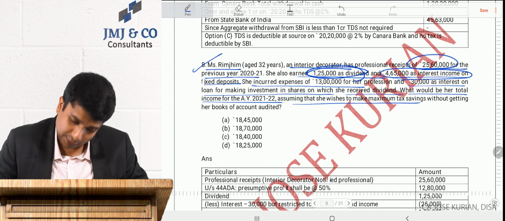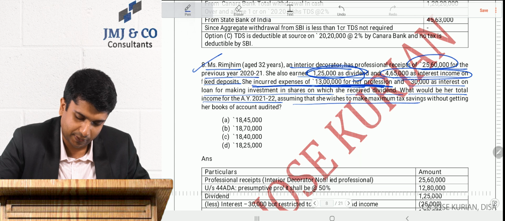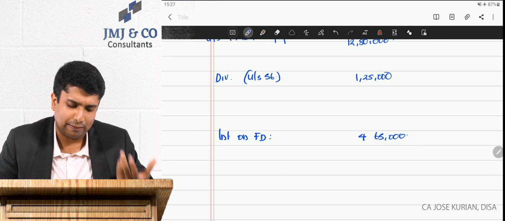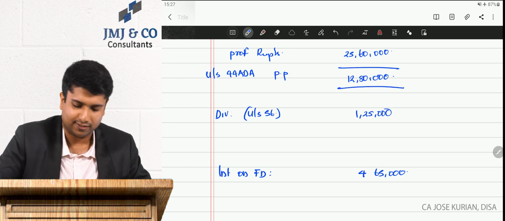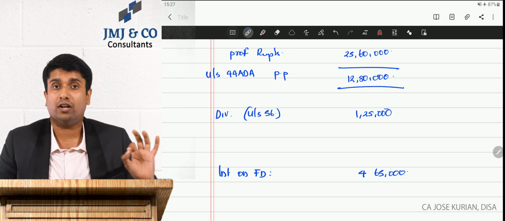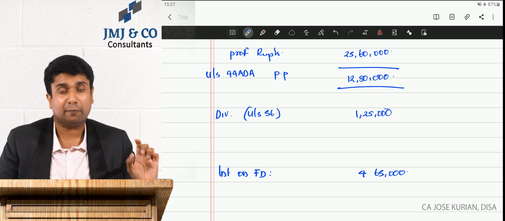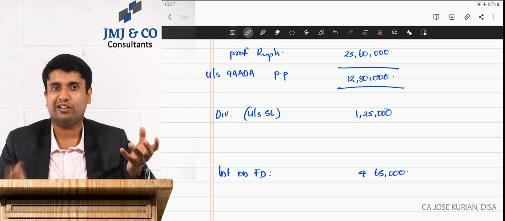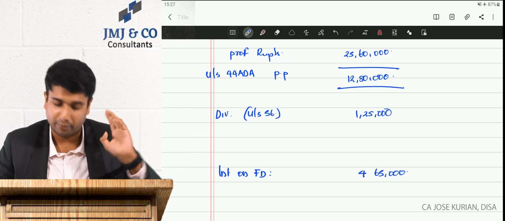Now friends, there are certain expenses. Number one, 13 lakh from her profession. That cannot be claimed. Why? Because we are opting for presumptive taxation. You cannot claim your actual expenses. So that expense of 13 lakh is not deductible, because we have opted for 44ADA. Under 44ADA, we are presuming that our profit is this much. From that profit, we cannot again deduct any actual expenses. That is point number one.